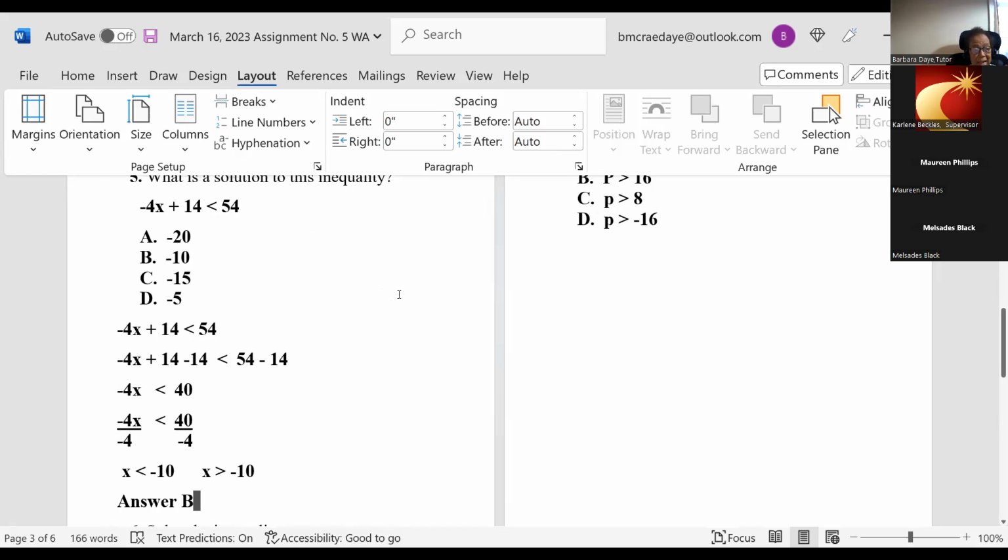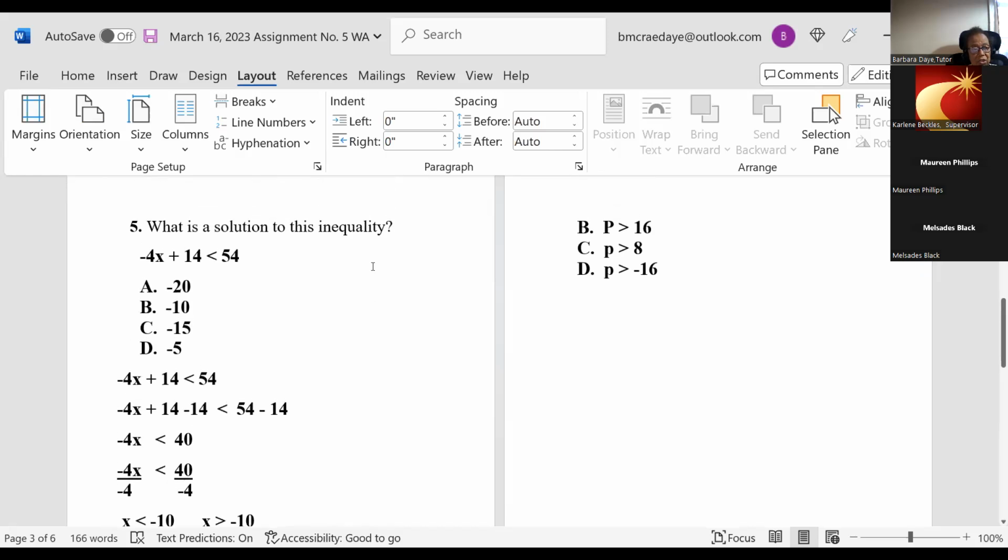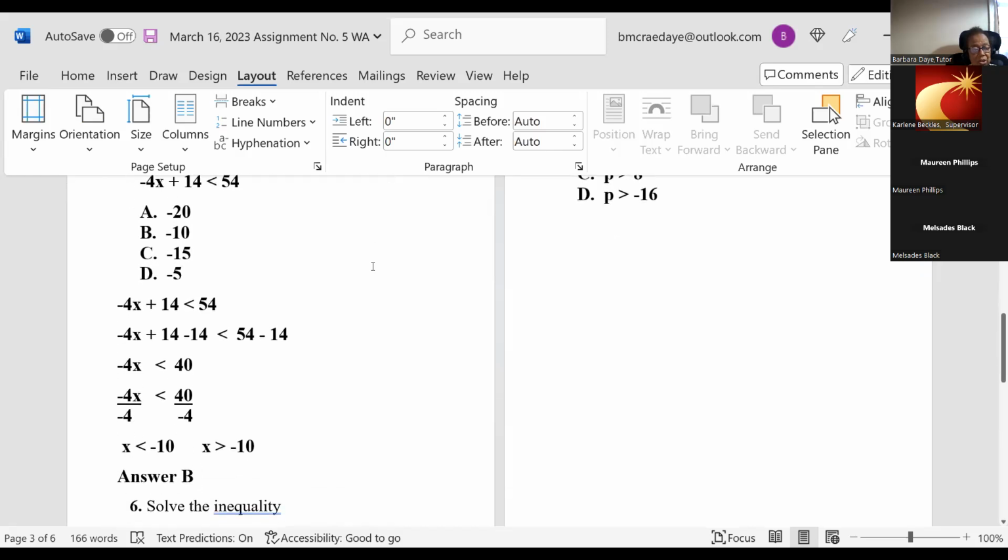Okay. When that is not so obvious, then of course you follow your steps. You get the constants together first, so you get the 14 on the side of the 54, and that's a subtraction. And then you do the division by the negative 4 to solve for the x. Any questions? This is a multi-step. Any questions on number 5? No, miss. All right, thank you.